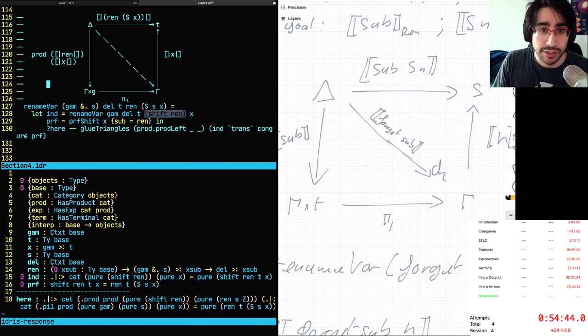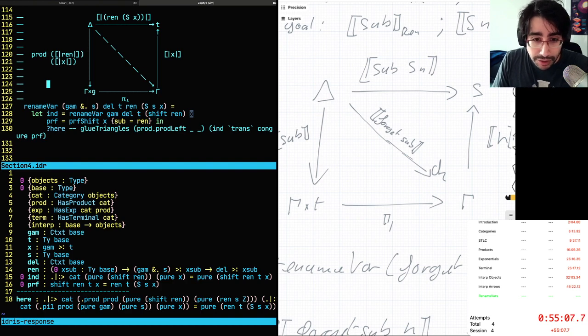What we're doing here is calling the induction hypothesis on shift of the renaming and using it on the variable that is lower down the context. Basically saying, keep searching for the variable and prove that this works once you find it at some point.